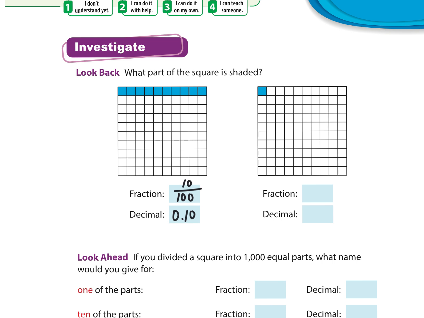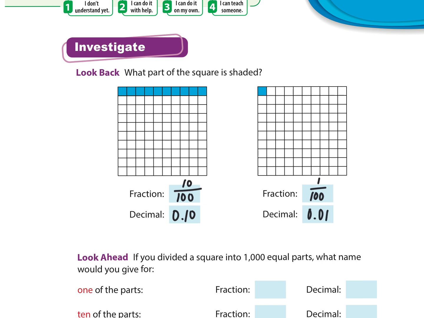Okay, the next one. What does my fraction look like? What does my fraction look like, Fala? 1 over 100. And she read it correctly, 1/100th. The decimal, 0.1. No, 0.0. Ooh, very good, 0.01.